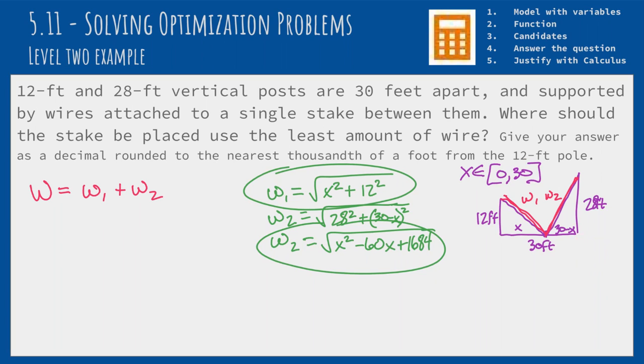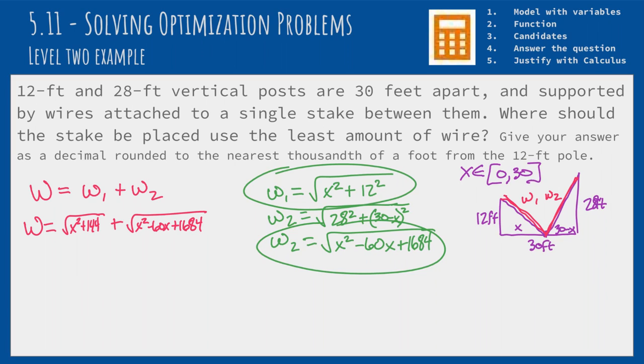I guess you could argue that we could put the stake on the outside. It does say that the stake is between them, but you could put the support stake over here. But if we start moving outside of the poles, then we're going to be using more and more wire. So going back to our equation, the total amount of wire we're going to use is given by the square root of x squared plus 144, that's W1, plus the square root of x squared minus 60x plus 1684.